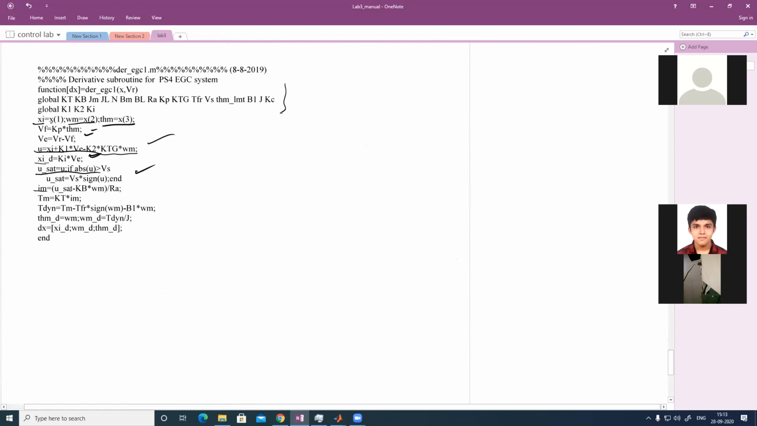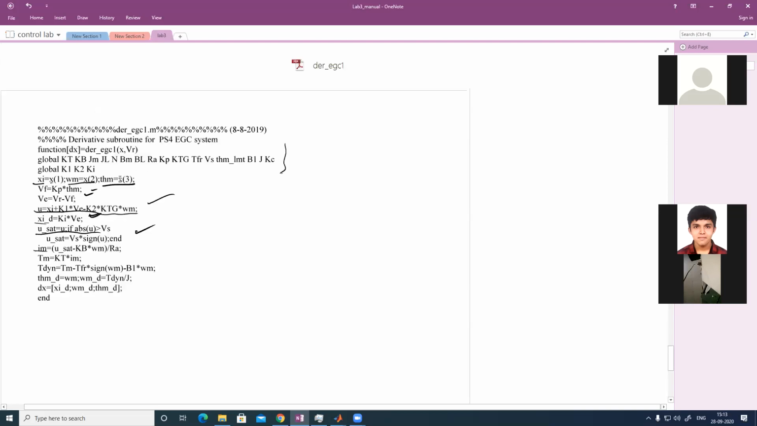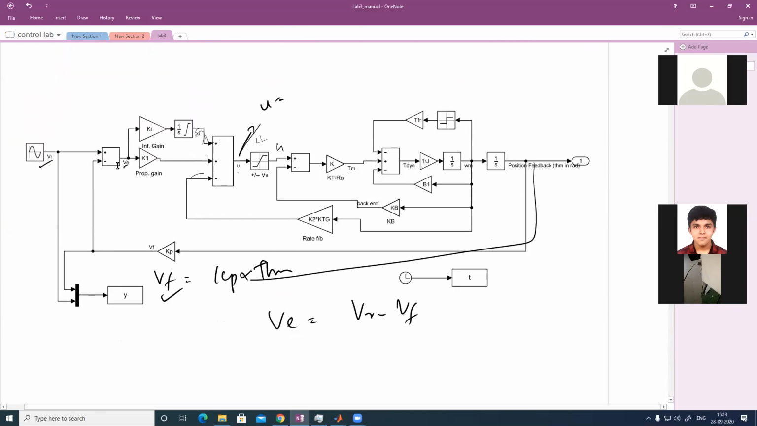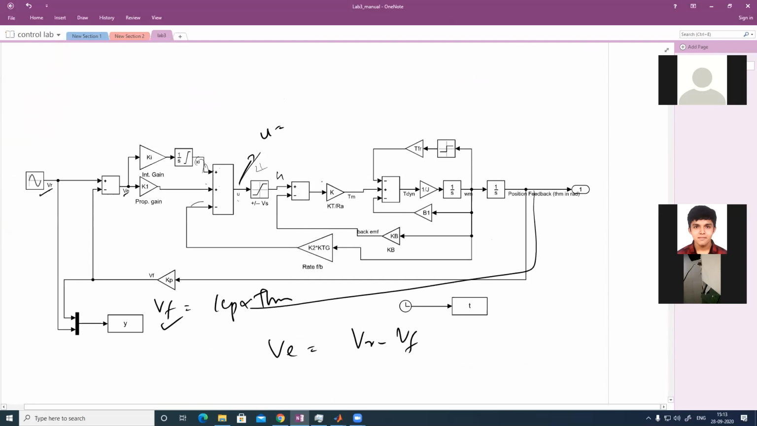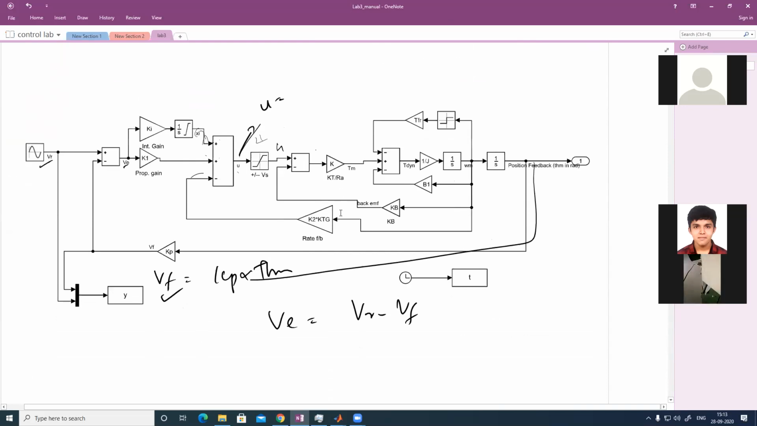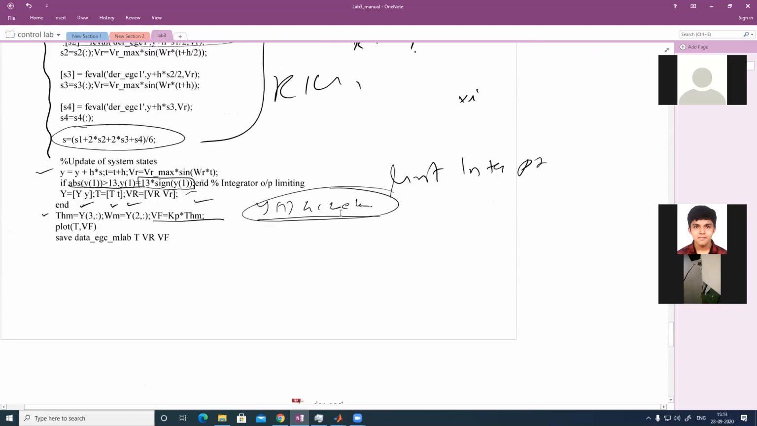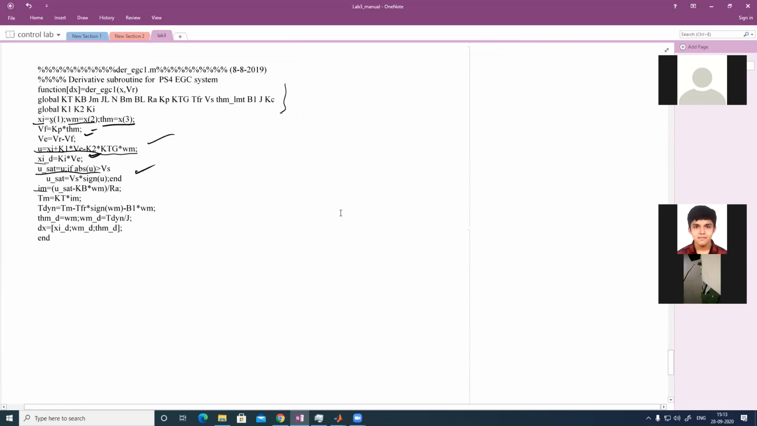Im is equal to U saturation minus Kb into omega m divided by Rb. This is Im, the motor current, and that will be U saturation minus omega m into Kb, and that multiplied by this thing will give you Tm, and Tm is equal to Kt into Im, and T dynamic I showed earlier.